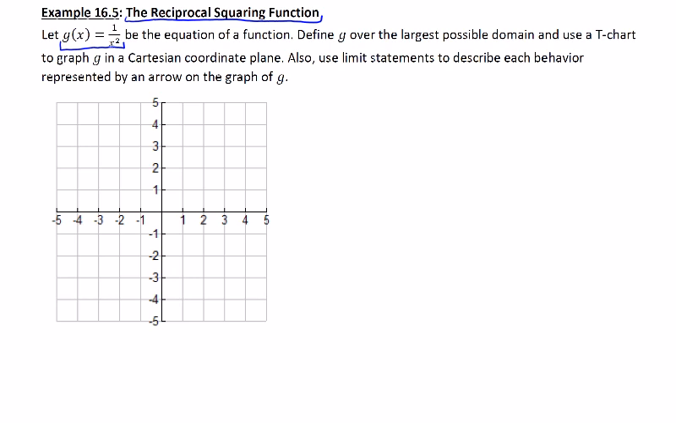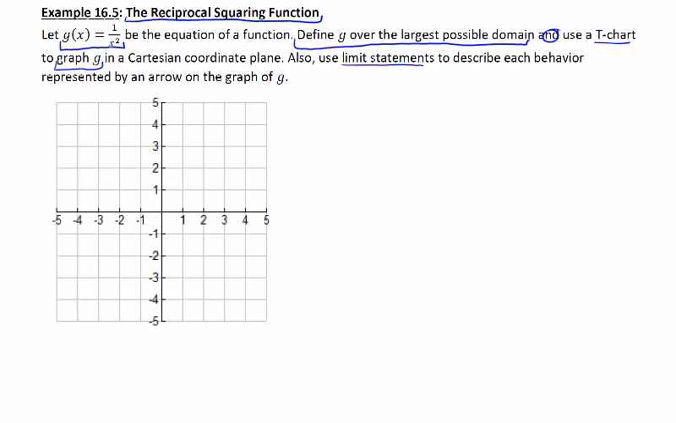The rest of the instructions are just like what we saw in example 16.4. We're expected to define g over the largest possible domain, and we're going to use a t-chart to be able to graph g, and then we'll also use limit statements to be able to describe the arrows on the graph. Let's get started with the definition.